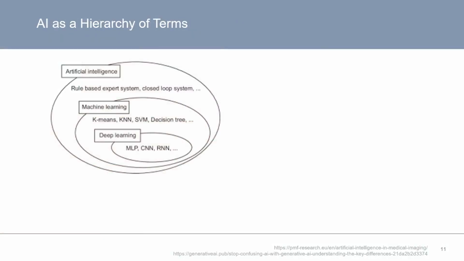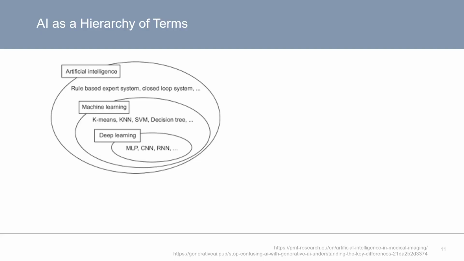Now let's take a look at the term artificial intelligence as part of a hierarchy of terms. In this first diagram, we can again see machine learning as being a subset of the field of artificial intelligence. But further, we can see that the term deep learning describes a subfield within machine learning. Deep learning refers to methods such as multi-layer perceptrons, convolutional neural networks, and recurrent neural networks. Machine learning more broadly also includes methods such as k-means, k-nearest neighbors, support vector machines, and decision trees.